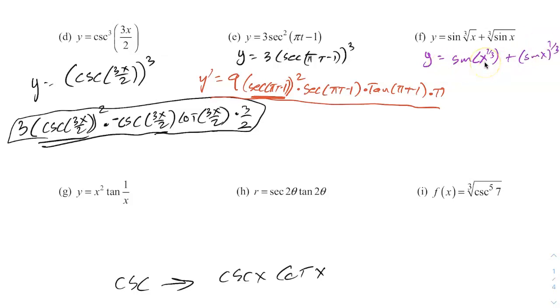So this one's like a little chain rule. So the outside sine. So take derivative of the outside, cosine, leave the inside alone. Times by derivative of the inside. Derivative of x to the 1/3 is 1/3 x to the -2/3.